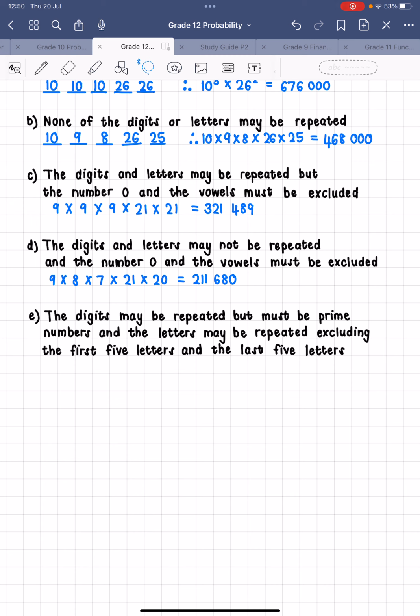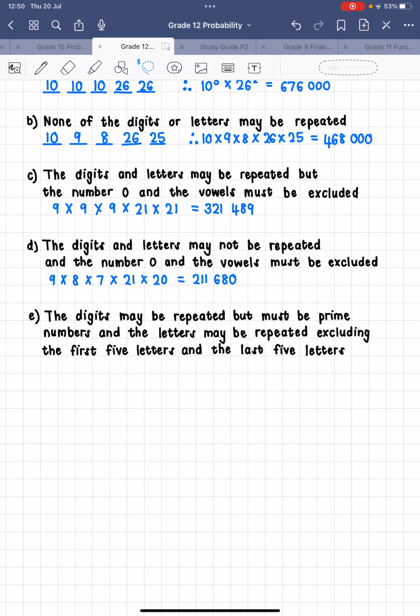For E, man. Let me just first talk about D. We'll get to E now. Alright guys, are we okay with that answer there? So because we're going from only 1 to 9 now, we have 9 numbers to choose from. But now because they may not be repeated, we can't use the same number twice. Same thing with the letters, 21 for the first one and then 20 for the next one. Okay, let's talk about E.